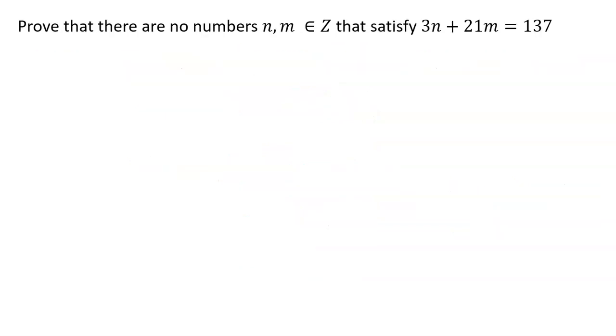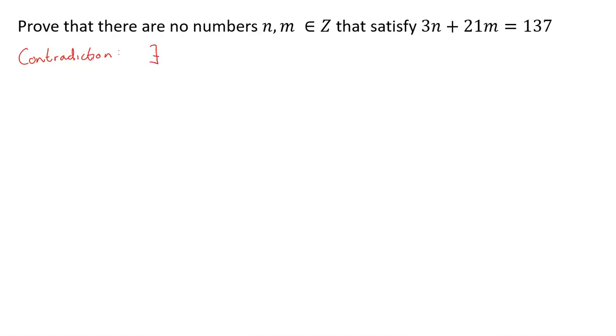Let's take another example here. What I'm saying is that I want to prove that there are no numbers n and m belonging to the set of integer values that satisfy 3n plus 21m equals 137. So I first have to start by coming up with my contradiction. I'm going to make my contradictory statement.